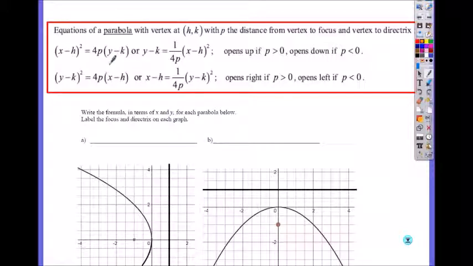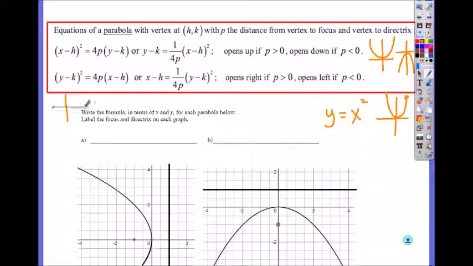And if it opens up or down, you start with x squared. Remember in Algebra 1, remember how we learned y equals x squared looks like this, the U? Whenever you have x squared, it's opening up or down. If it's positive, it opens up. If it's negative, it opens down. What if you have y squared? It's going to open right or left. It will open right when it's positive. It will open left when it's negative. Okay?